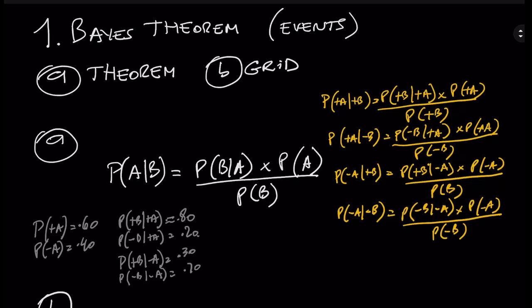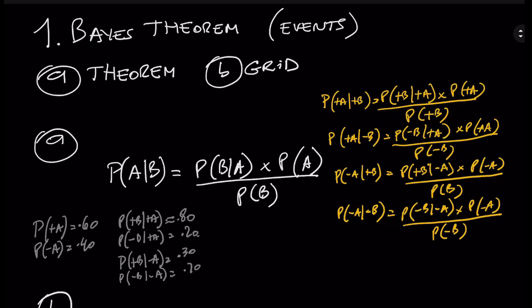So in the most general form, we've got events A and B, and the theorem tells us that the probability of A being true or having occurred, given that B is true or occurred, equals the probability of B being true given that A is true, times the probability of A being true divided by the probability of B being true.